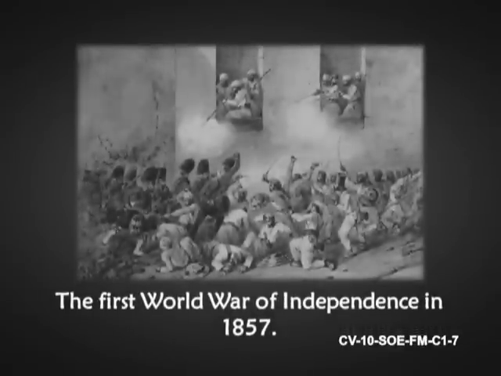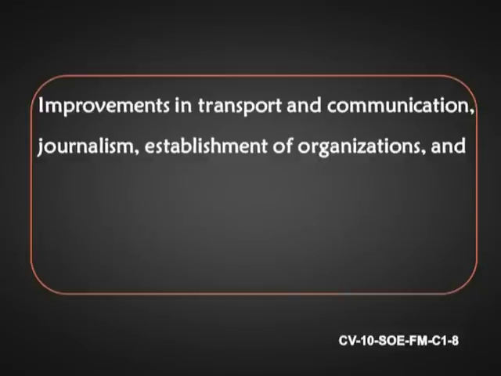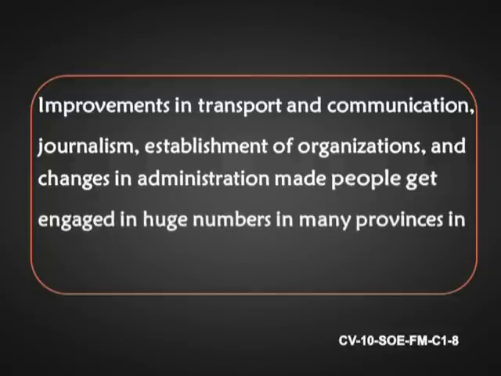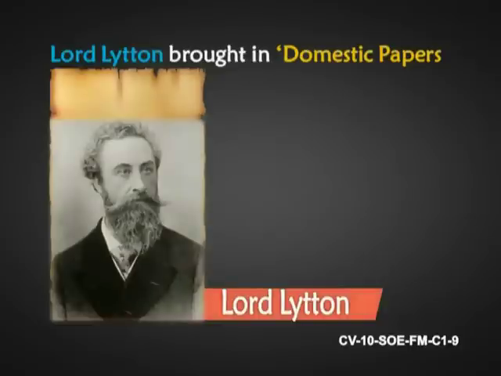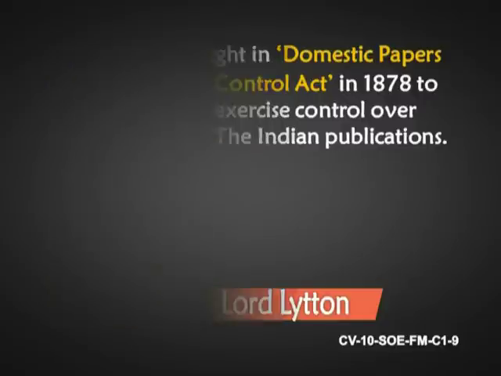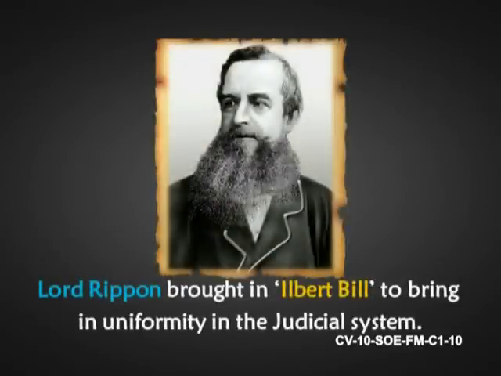After the First War of Independence in 1857, many changes and effective reforms were brought in. Improvements in transport and communication, journalism, establishment of organizations, and changes in administration made people get engaged in huge numbers in many provinces in the freedom struggle. Lord Lytton brought in the Vernacular Press Act in 1878 to exercise control over the Indian publications. Lord Ripon brought in the Ilbert Bill to bring in uniformity in the judicial system.